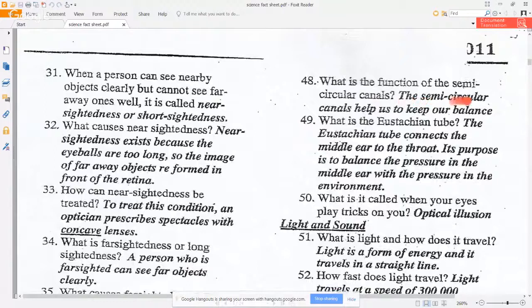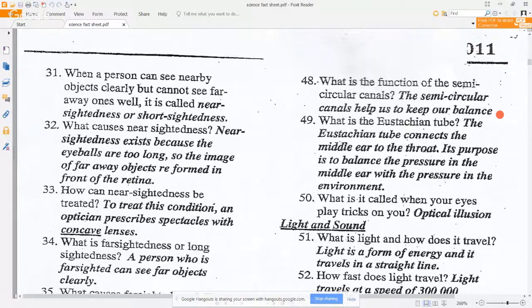Well, the semicircular canals help us to keep our balance. So even though they are within the ear, the inner ear, they have nothing to do with hearing per se. They help us to keep our balance. And remember now, guys, that the inner ear is fluid filled. So we have a liquid there.